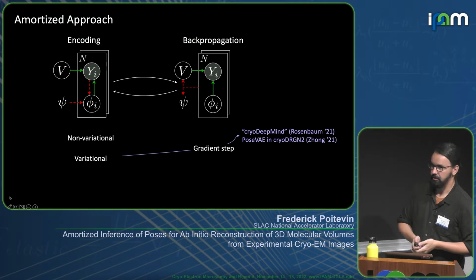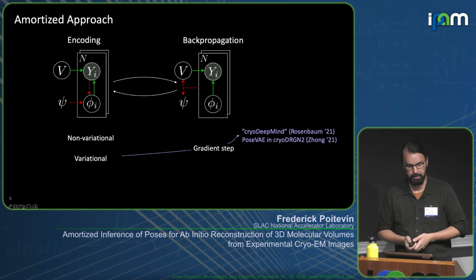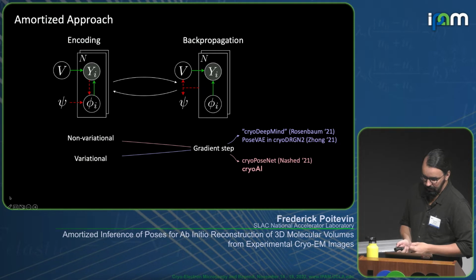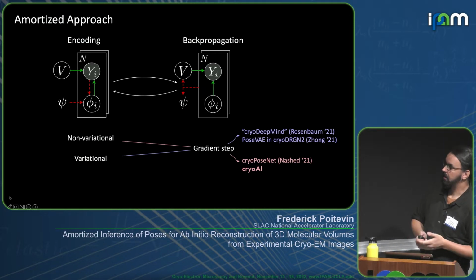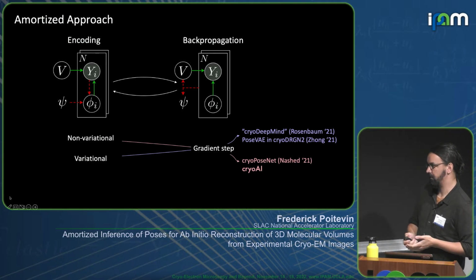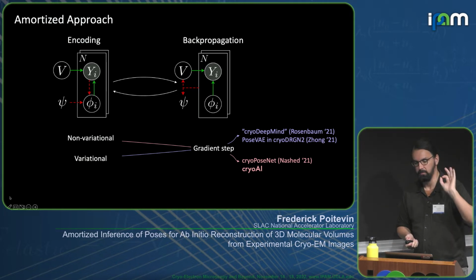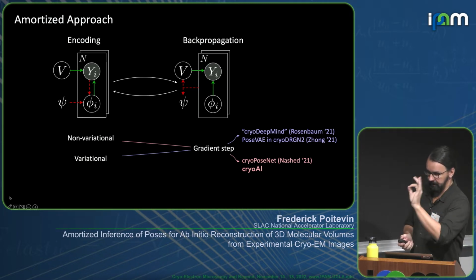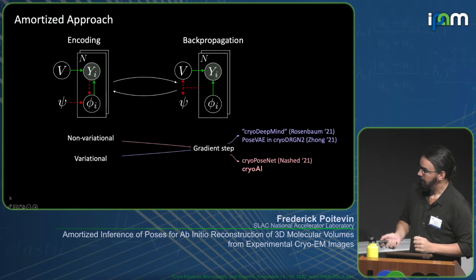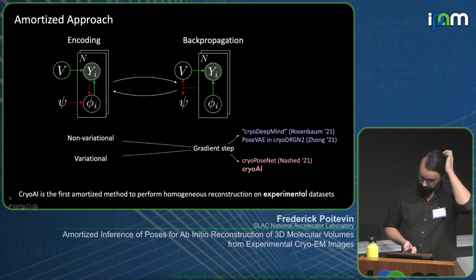But that was also an implementation of a variational encoding. And then if you go the other way, I think the first to implement it was Cryo-OpenNet that we did last year, where you use the encoder to estimate exactly one pose for each image. And now cryoAI. So I'm going to talk a little bit more about cryoAI.